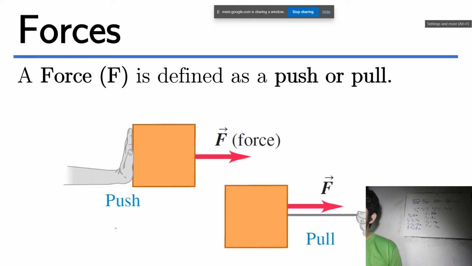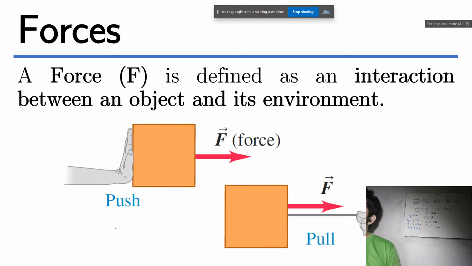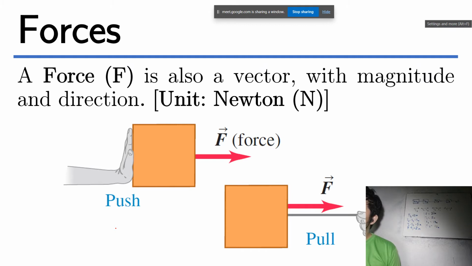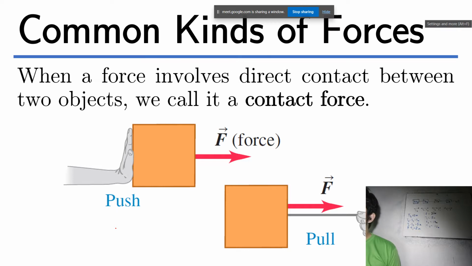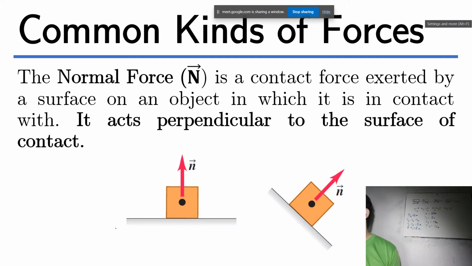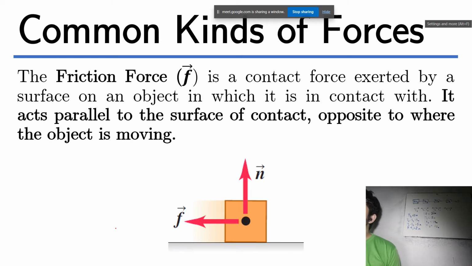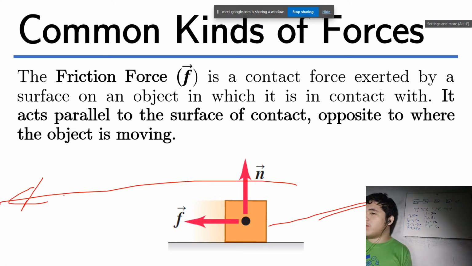let's try forces. A force is defined as a push or a pull. Then, a force is defined as an interaction between an object and environment. Vector with magnitude and direction. Newtons ang kanyang unit. Common kinds of forces. Contact force, may direct contact between two objects. Normal force, perpendicular to the surface of contact. No? Tulad dito, friction force, always perpendicular to the normal force, tapos opposite where the object is moving. Kung dito siya gumagalaw, pag ganun yung friction.